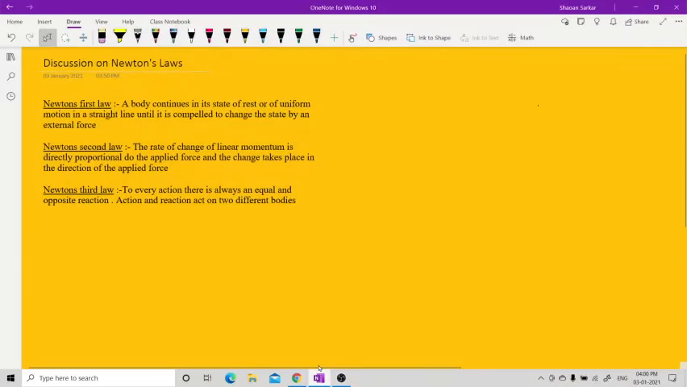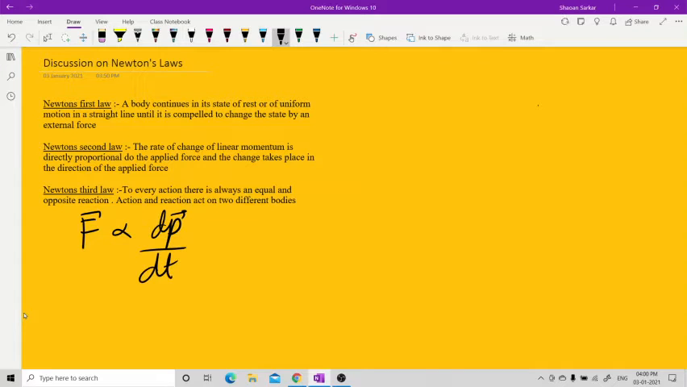Students, after seeing this application of integral and differential calculus, let us understand these three laws. First, the second law, which says that the rate of change of linear momentum is directly proportional to the applied force. So let us write it like this: F is directly proportional to dp/dt.